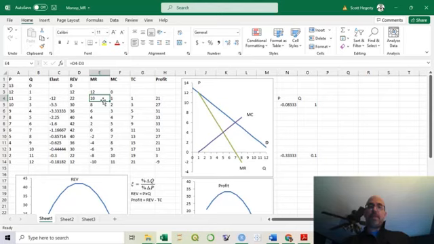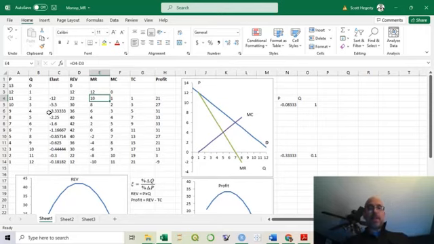22 minus 12 is 10. Right? So we find out that as we're moving along the quantity curve, revenue is increasing. So this firm is producing more and more, and their revenue is rising. And then you can actually find that at some point it's going to peak and start to fall.